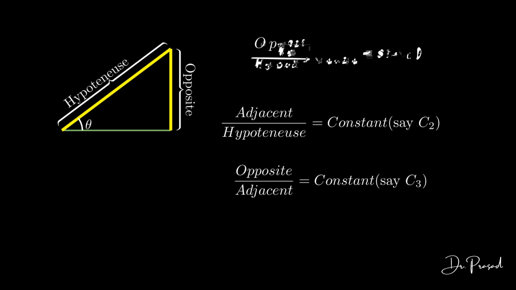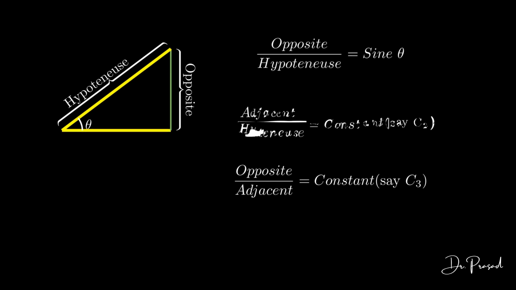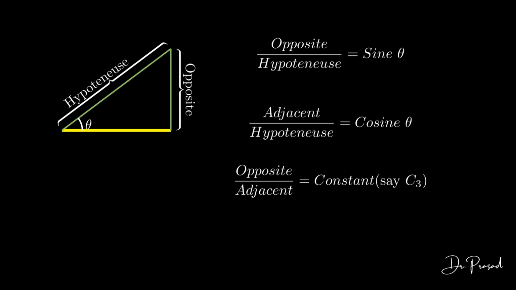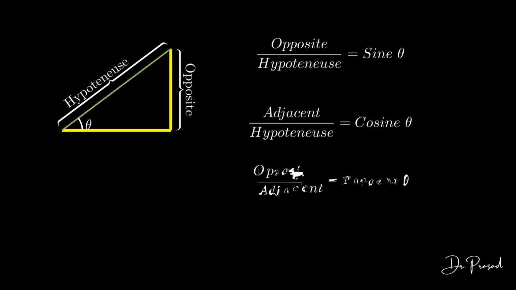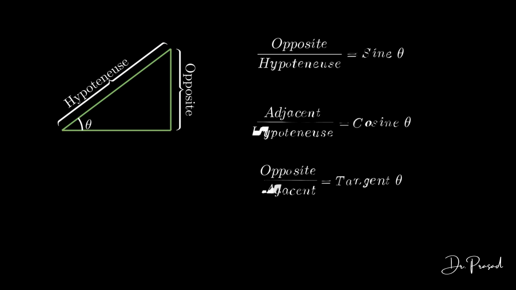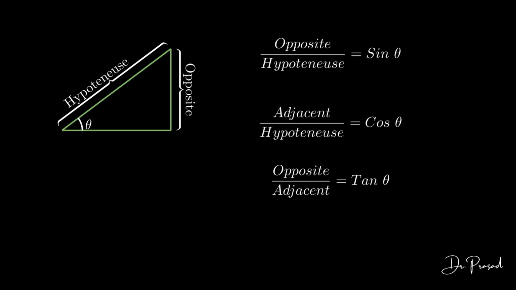Opposite by hypotenuse is called sine of angle theta. Adjacent by hypotenuse is called cosine of angle theta, and opposite by adjacent is known as tangent of angle theta. In short, we call these sine theta, cos theta and tan theta. Just remember OAO, and play tic-tac-toe with it.